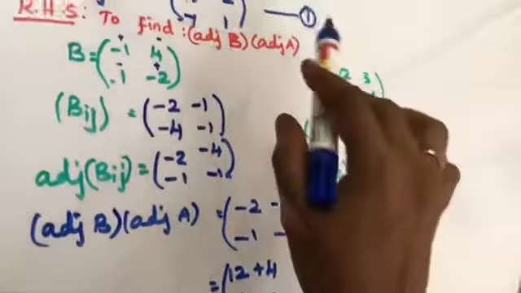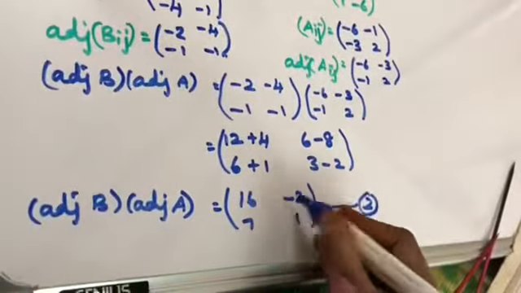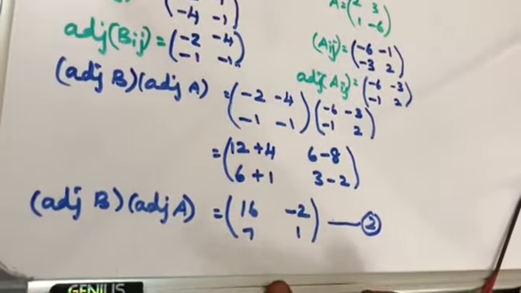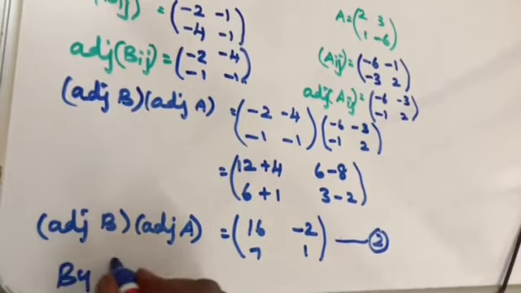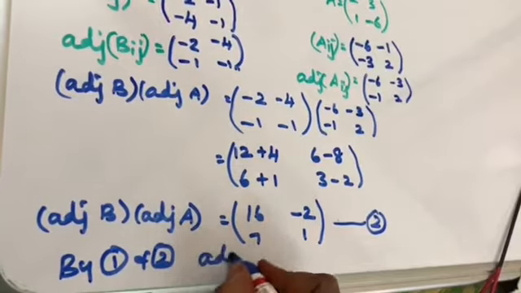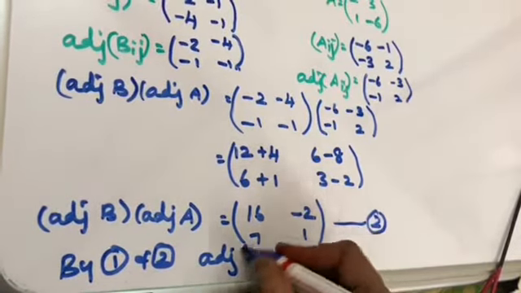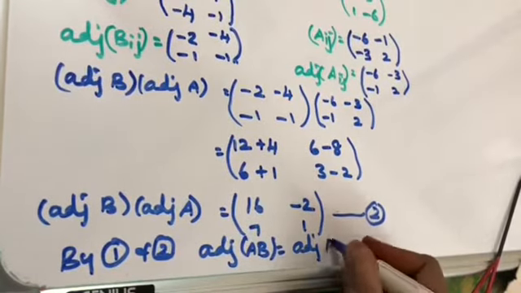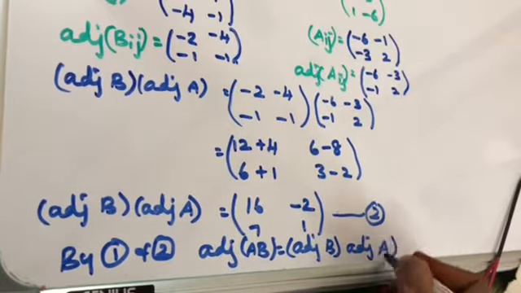By 1 and 2, we found that the two values are equal. So by 1 and 2, we proved the result: adjoint of AB is equal to adjoint of B into adjoint of A.